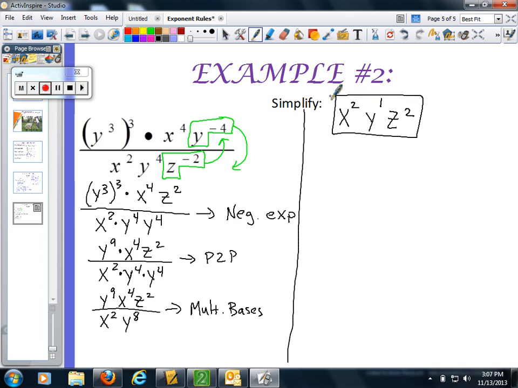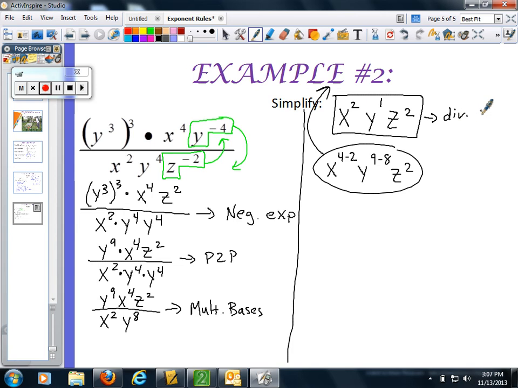And actually here, let me go ahead and write it so that you can see it. So this would be x to the 4 minus 2, y to the 9 minus 8, and z squared. And this here would go above, okay? But this would be the dividing bases. All right? And you noticed how here I had y first, x, then z, and I just rewrote it with the x first, the y, then the z.